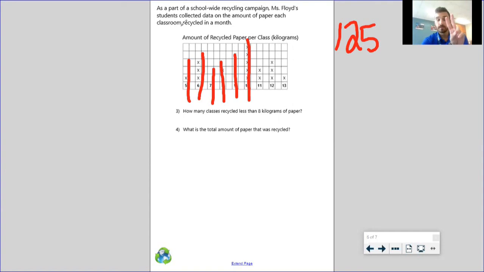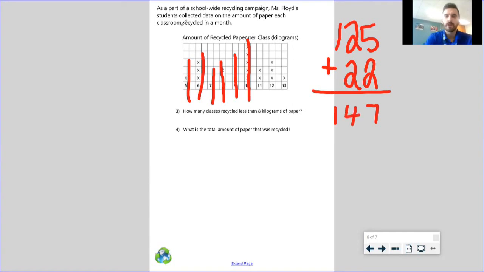Again, we're moving to 11 kilograms. There were 2 classes there. So you can go 11 plus 11 or 11 times 2. That gets us to 22. Add those together. 5 plus 2 is 7. 2 plus 2 is 4. Bring down the 1. We are at 147 kilograms of recycled paper. A couple more options left.